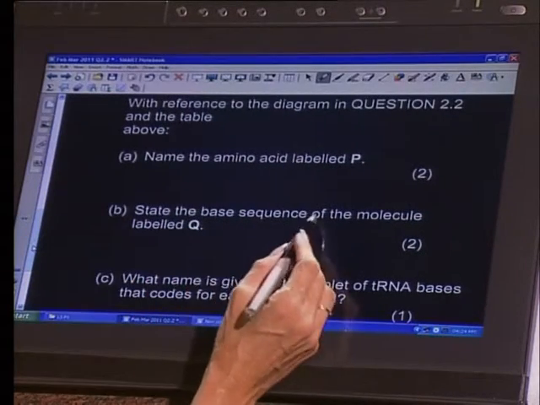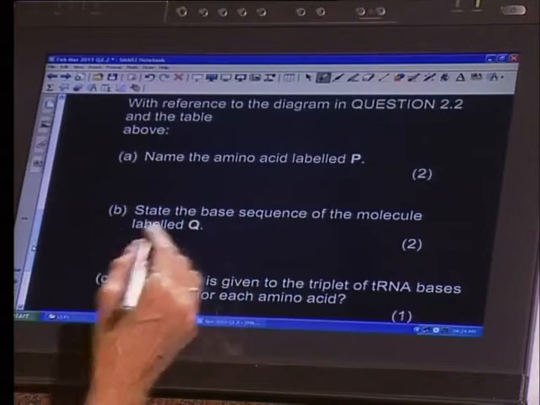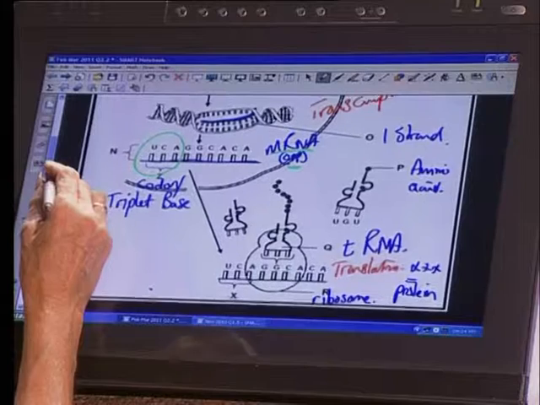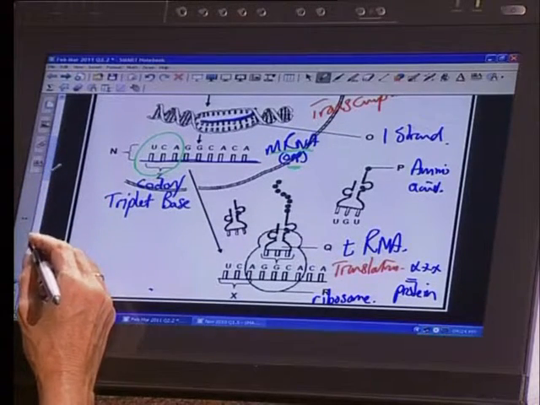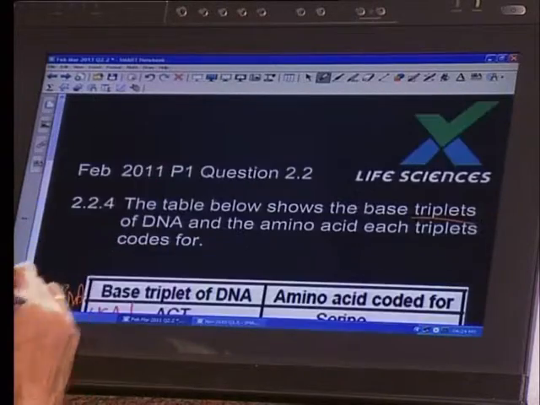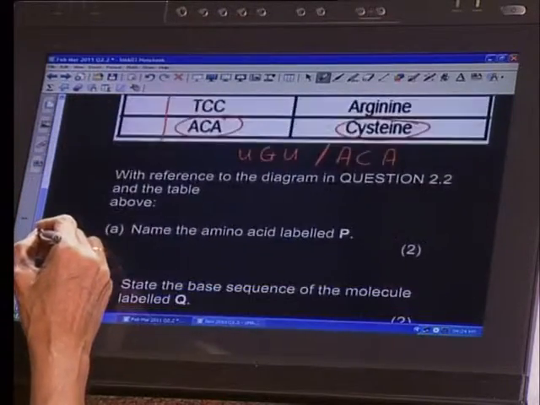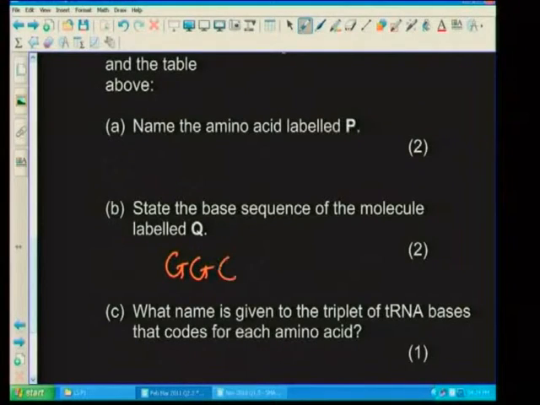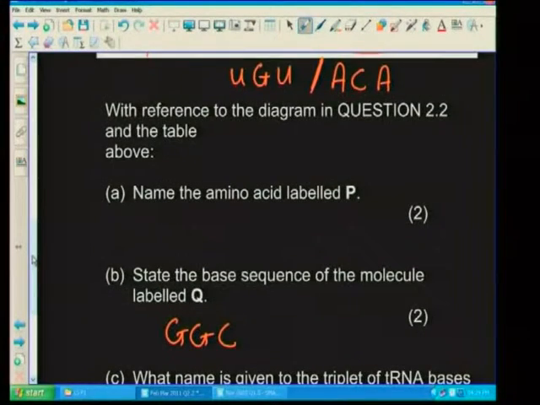State the base sequence of the molecule labeled Q. So let's go back and have a look at Q. The base sequence of the molecule Q is GGC. So let's just write that down. This is going to be GGC.